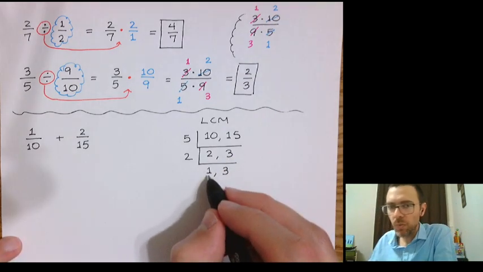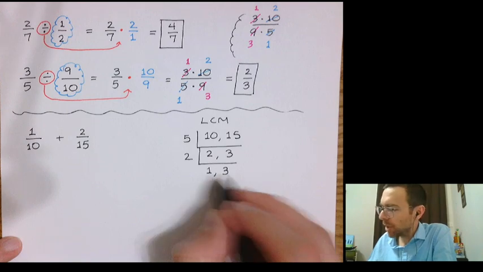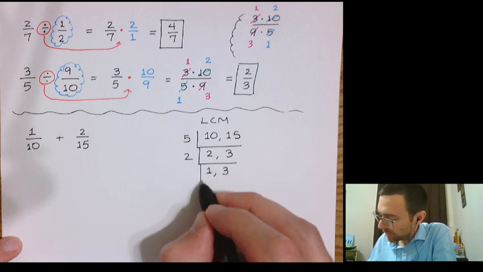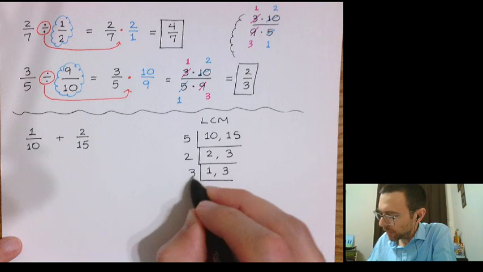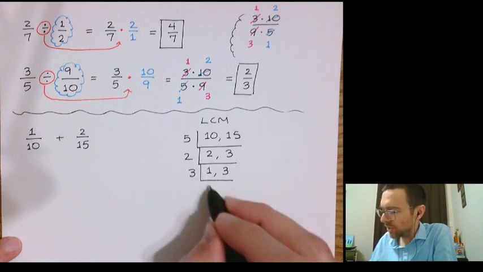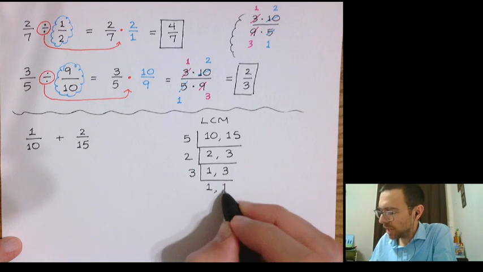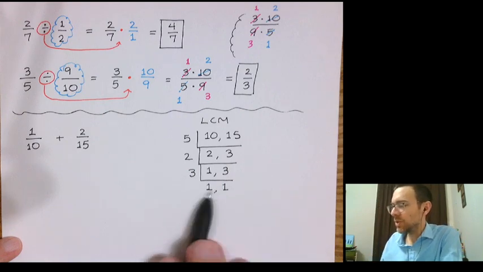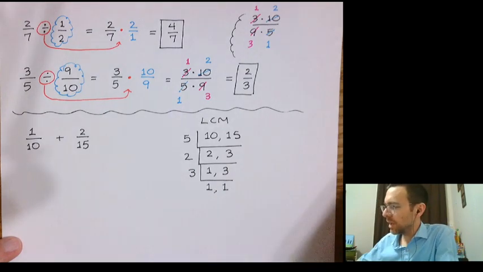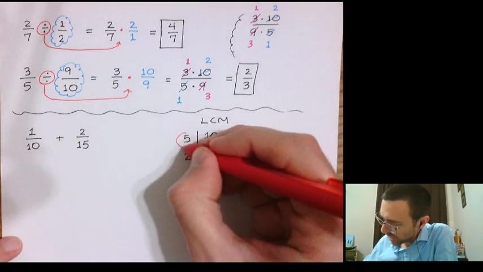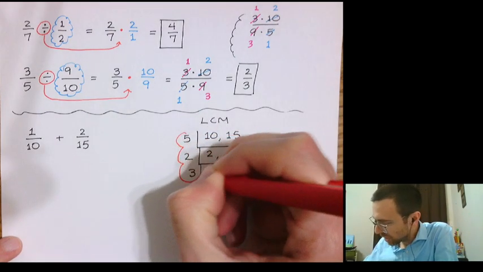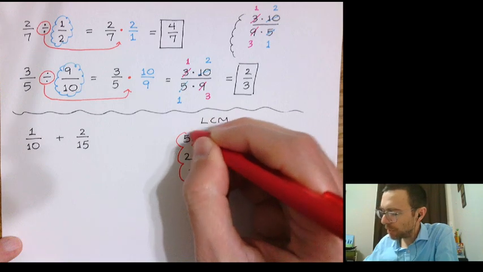Now, once you have a 1, don't worry about that guy. Worry about the 3. Divide these guys by 3. Now, 3 doesn't go into 1, so don't worry about that. Just leave it as 1. 3 goes into 3 one time. Once you get to this situation where everything here is a 1, these numbers that you have on the outside here will form your common multiple.